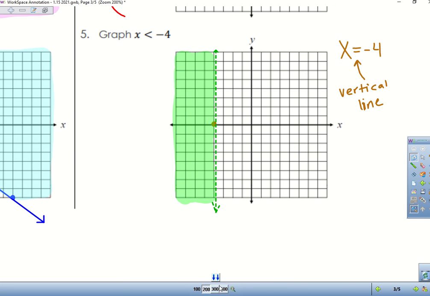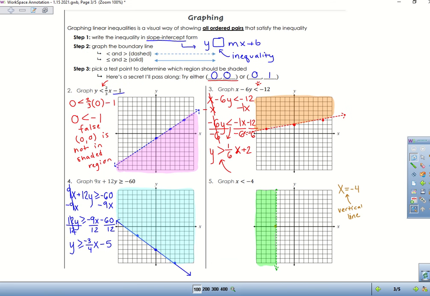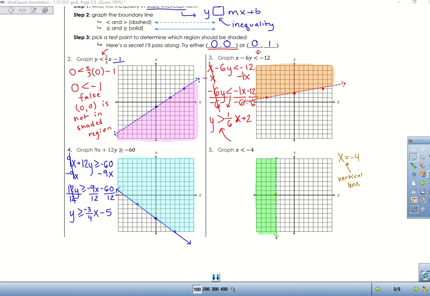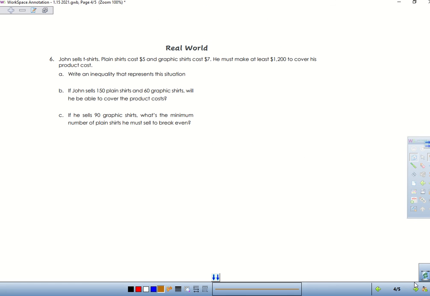So how does everyone feel about 2 through 5? Good. Pretty good about graphing? This is a refresh from an Algebra 1 standard, so it isn't your first time learning it. But it's been a while, so. So now we're going to try a real world problem.